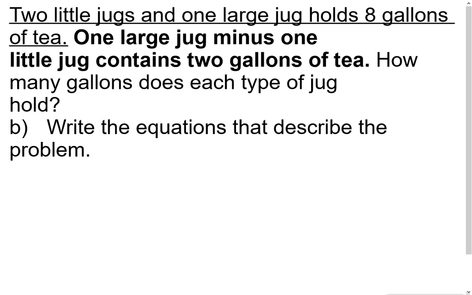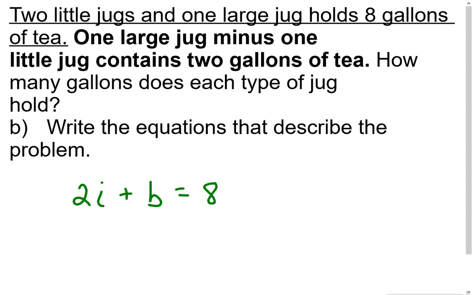So if I know that I have 2 little jugs, and if I take 2 times the number of gallons in the little jugs, right here, this 2 times I is going to represent how many gallons both of those little jugs hold together. Now, I also have 1 large jug. Well, if I take 1 and multiply it by how many gallons are in it, this right here is going to tell me how many gallons are in that 1 large jug. Now, what I need to do is add those together because it tells me there are 8 gallons total in those 3 jugs.